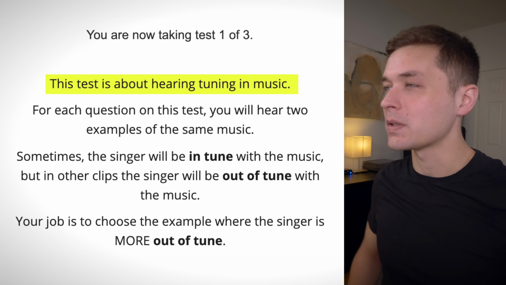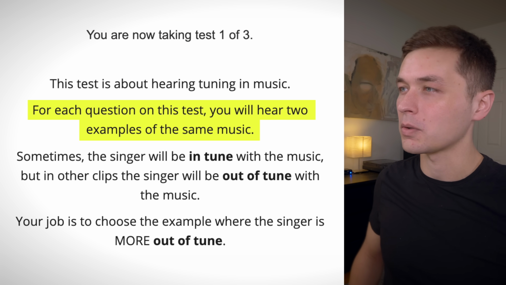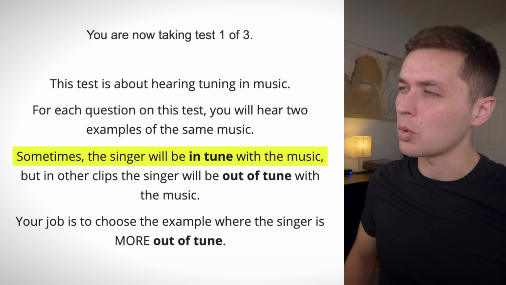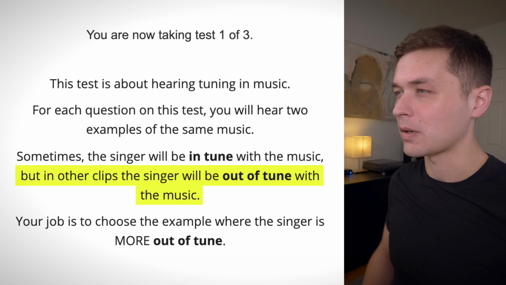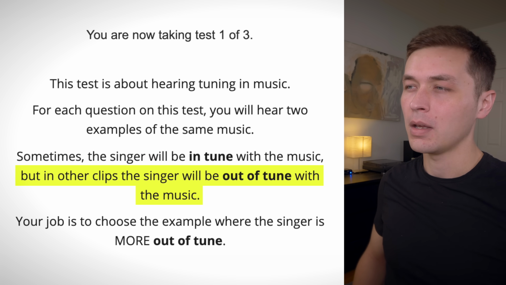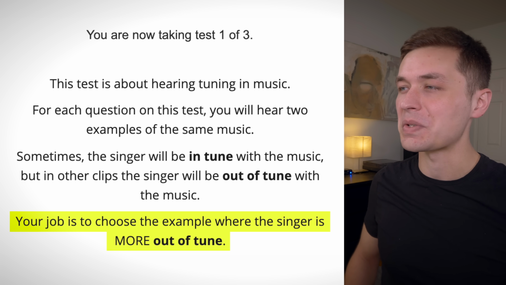You're now taking test 1 of 3. This test is about hearing tuning in music. For each question on this test, you will hear 2 examples of the same music. Sometimes the singer will be in tune with the music, but in other clips the singer will be out of tune with the music. Your job is to choose the example where the singer is more out of tune.